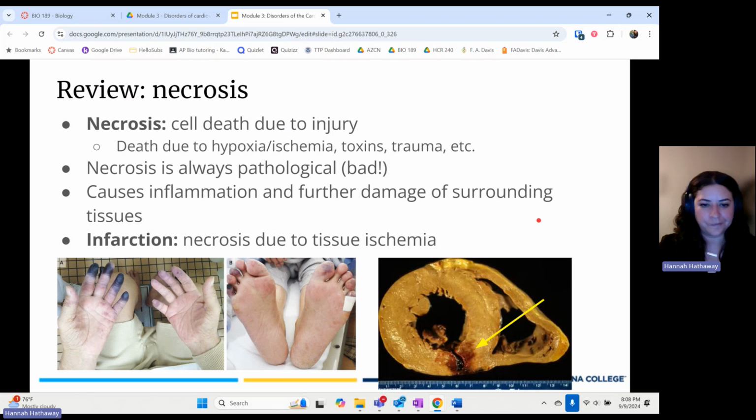And then these are just some examples. We talked in module one about gangrene, frostbite. These are examples of necrosis. And then the one we are going to talk about for this unit is myocardial infarction, or an infarction within the heart, a heart attack.